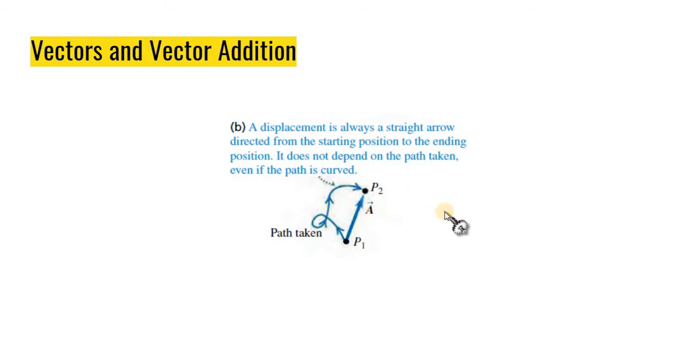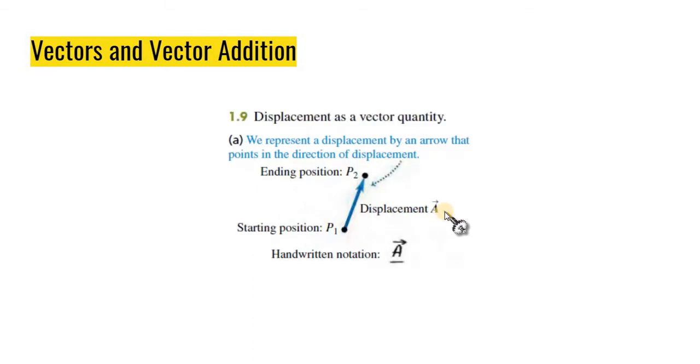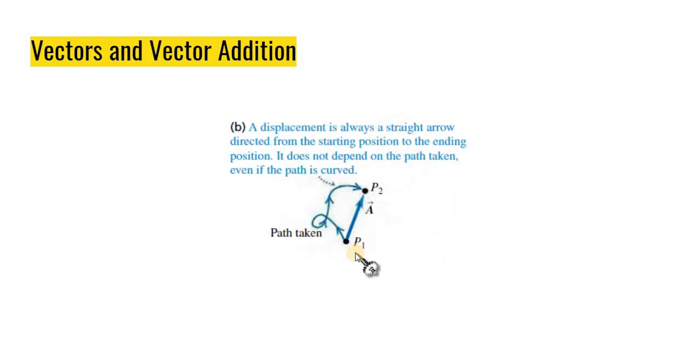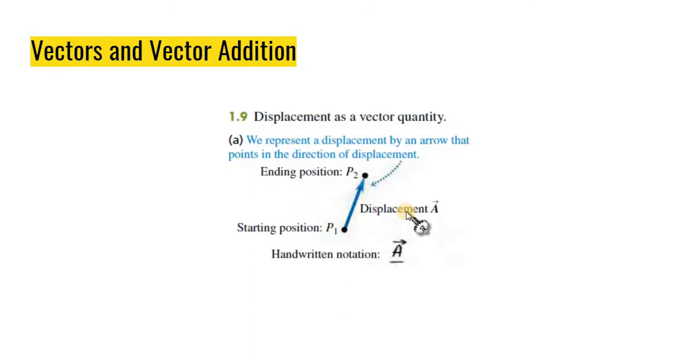Because displacement is just a straight line from the starting point to the final point. So this is displacement A. If you look at figure A, from point 1 to point 2, the movement of the point is just a straight line. But if you look here, the movement of the point is not a straight line, yet they have the same displacement, displacement A.